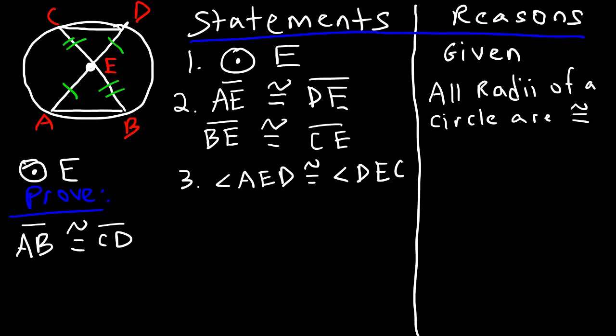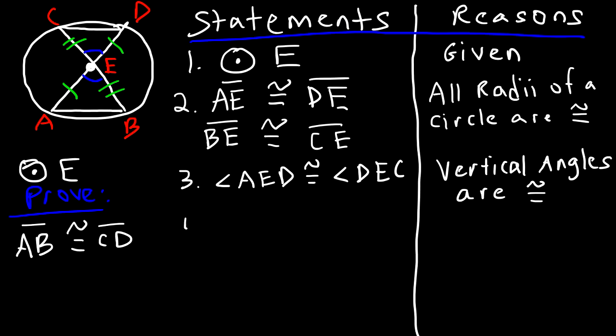Now, why can we say that? As we mentioned before, the reason why they're congruent is because they're vertical angles. So the reason is vertical angles are congruent. Now, number 4.